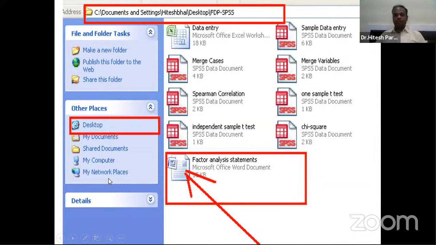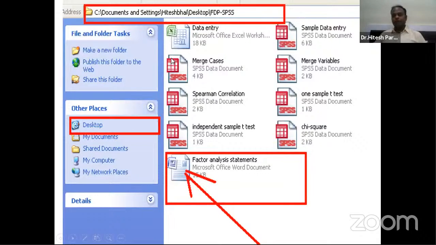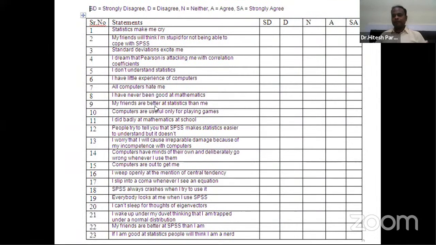So we will be starting from where we left yesterday. So participants, kindly open the Word file that I have shared. I have shared the Word file, factor analysis statements. So please open the Word file, factor analysis statements. We'll understand first of all what the data set is all about, and then we will start the factor analysis on SPSS. Once we finish this, then we'll start cluster analysis.